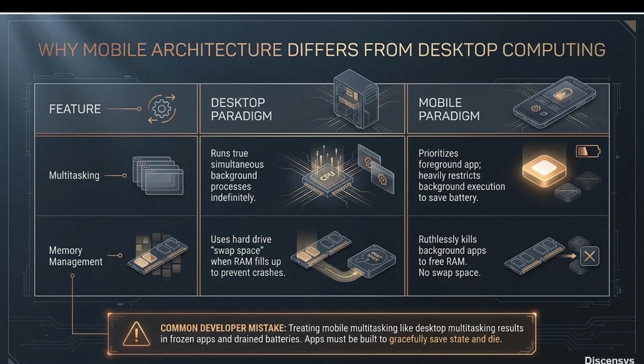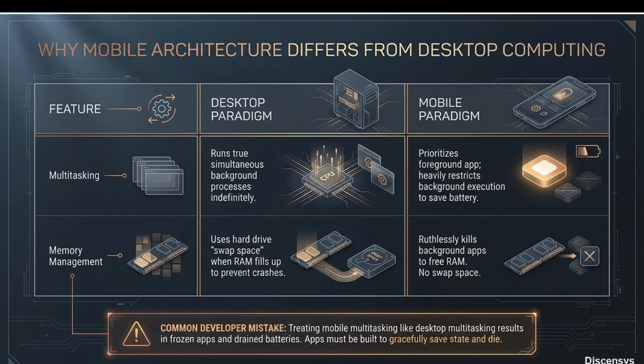Why mobile architecture differs from desktop computing? There is a lot of difference between the desktop paradigm and the mobile paradigm. Let's consider multitasking. Desktop has a lot more computational resources when we compare it to a mobile phone, because desktops are made to be large, which can have a lot more hardware compared to a smartphone, and it can have a lot more computational power.